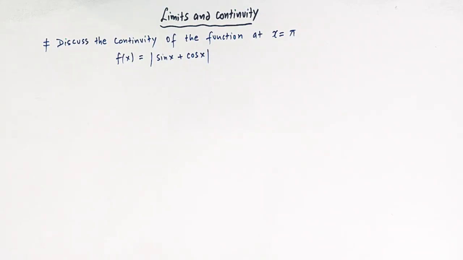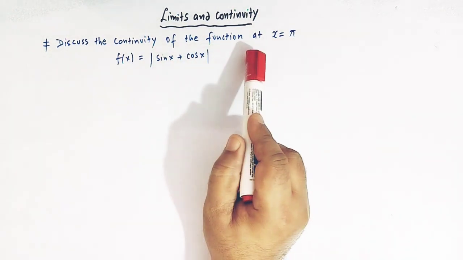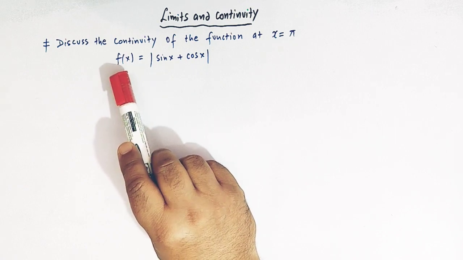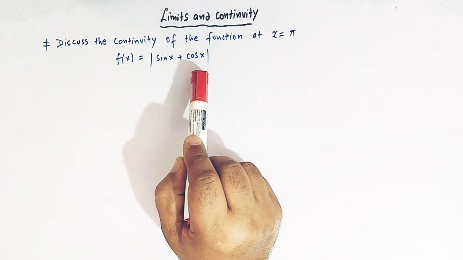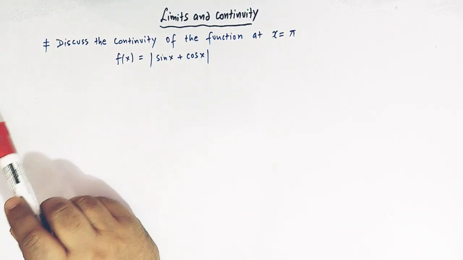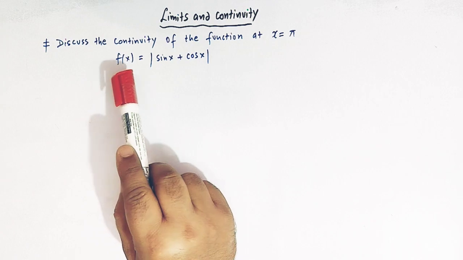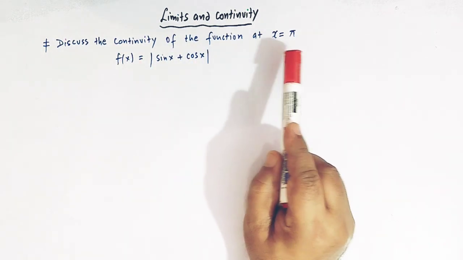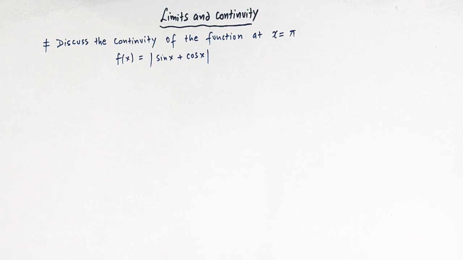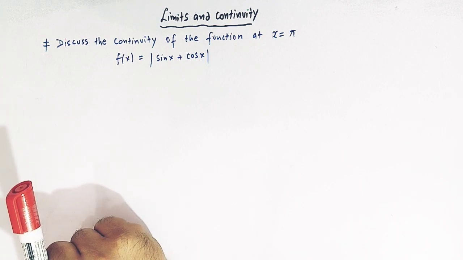Hello viewers, in today's class we are going to discuss one important and conceptual problem from limits and continuity. Here we have to discuss the continuity of the function f of x is equal to mod of sine x plus cos x at x is equal to pi. In this lecture we'll see how to show that this function f of x is continuous at x is equal to pi.